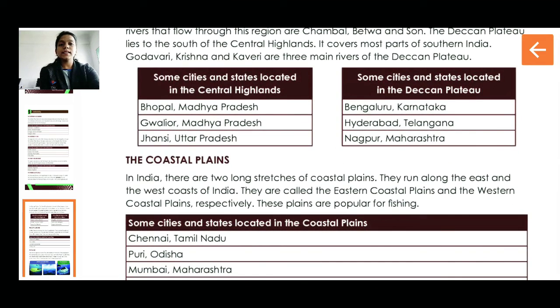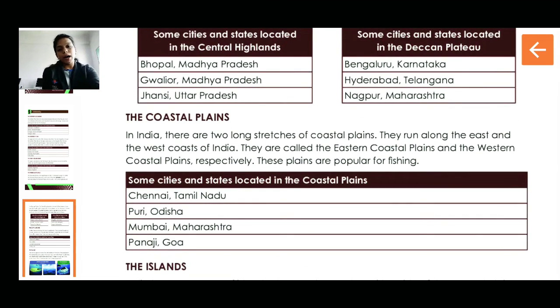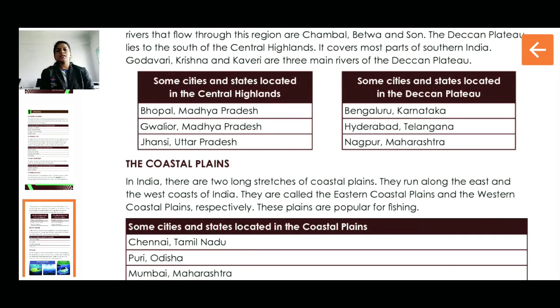Here are some cities and states located in the Central Highlands. So see which are those? Bhopal, Madhya Pradesh; Gwalior, Madhya Pradesh; Jhansi, Uttar Pradesh. These come in the Central Highlands. And in the Deccan Plateau, you have Bengaluru, Karnataka; Hyderabad, Telangana; and Nagpur, Maharashtra. So our Maharashtra comes in the Deccan Plateau, right?